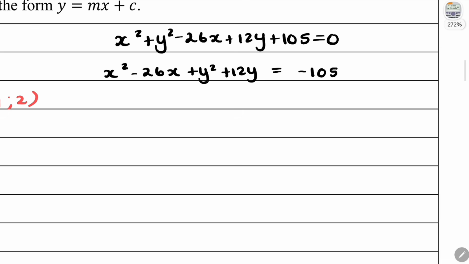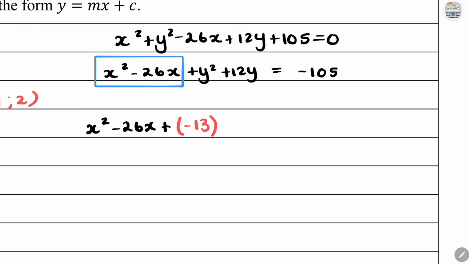To complete the square, you're looking at each of these with the variable x here. We're going to get the coefficient of x. So we're going to say x squared minus 26x plus, and we take the coefficient of x and divide that by 2. Negative 26 divided by 2 is negative 13. So we're saying plus negative 13, and then that coefficient of x divided by 2, you're going to square that.